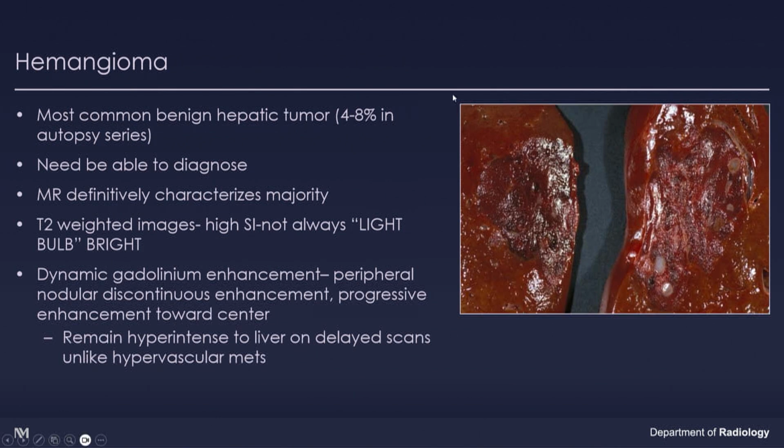What are hemangiomas? Well, as we all know, they're the most common benign hepatic tumor. It's been reported as many as 4 to 8% in autopsy. And these are the ones that we need to be able to diagnose as radiologists. And I think MR can characterize the vast majority. In the old days, they used to always say, oh, these are the light bulb bright lesions. They're not always as high signal intensity as CSF, but they often should be bright. And just as important, or more important, you should see the characteristic enhancement, that peripheral nodular centripetal enhancement over time. And most importantly also is that it should stay hyperintense to the liver on the delayed images.